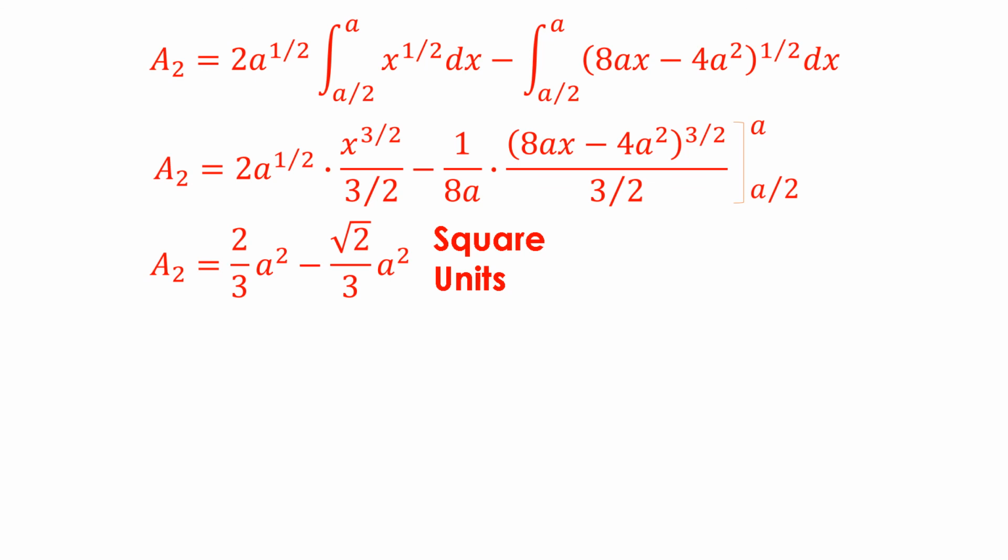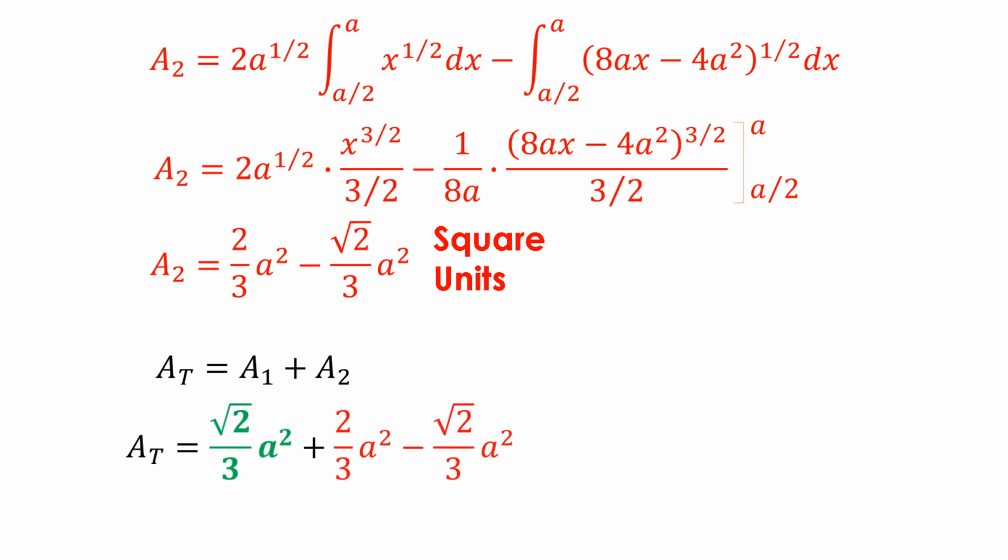To solve for the total area, it will be equivalent to the sum of area 1 plus area 2. The total area becomes equivalent to the square root of 2 all over 3 a squared plus 2 over 3 a squared minus the square root of 2 over 3 a squared. The first and the third term cancel out, thereby giving a final answer. The total area is equivalent to 2 over 3 a squared square units.